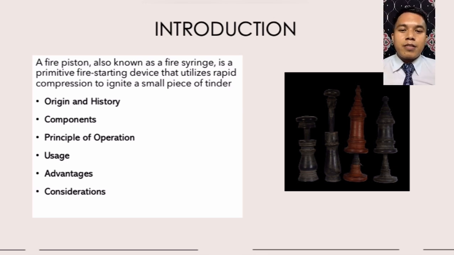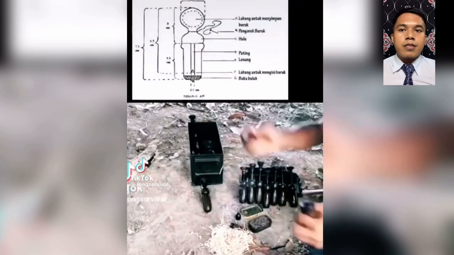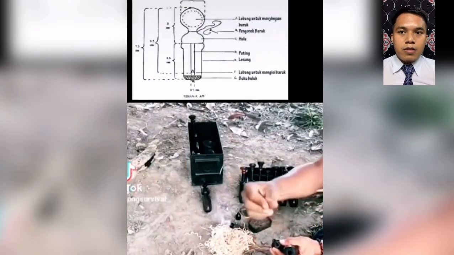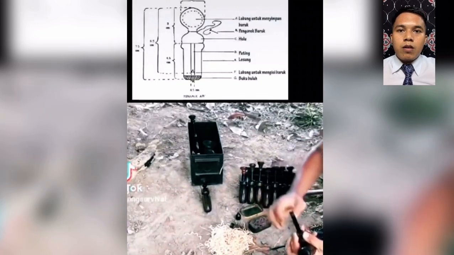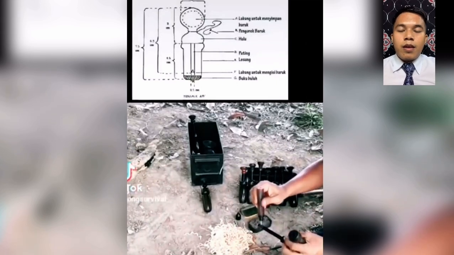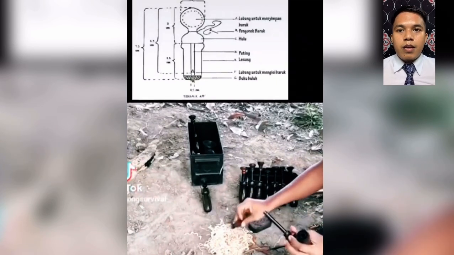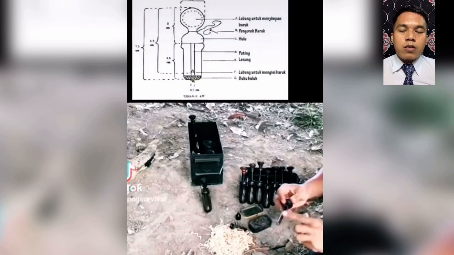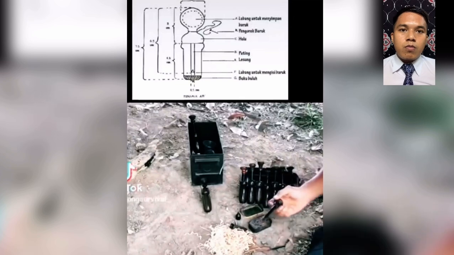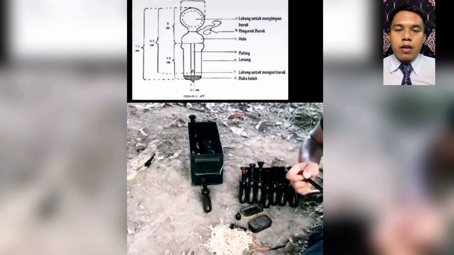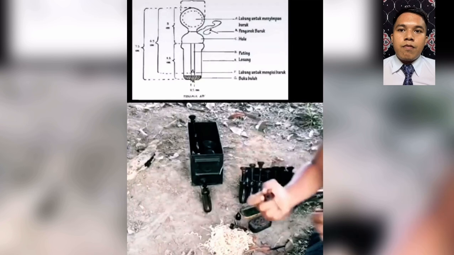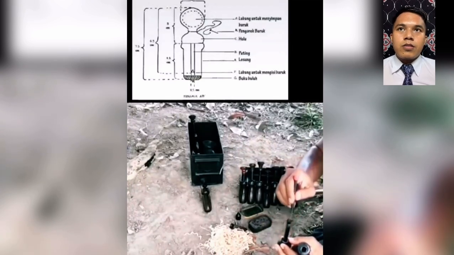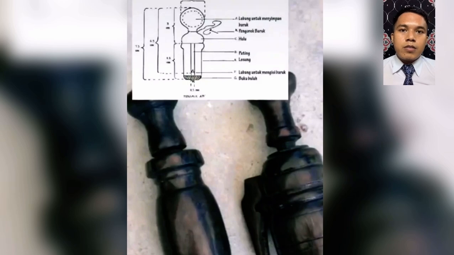Okay, the fire piston has three components. The first is the cylinder, the second is the piston, and the third is the tinder. The cylinder is a hollow tube, typically made of wood, bamboo or metal. The piston is a rod that fits snugly into the cylinder, often with a small chamber at the end to hold tinder. The tinder is a flammable material like chalk, coke, dry grass or cotton.